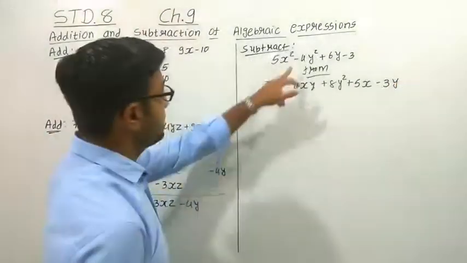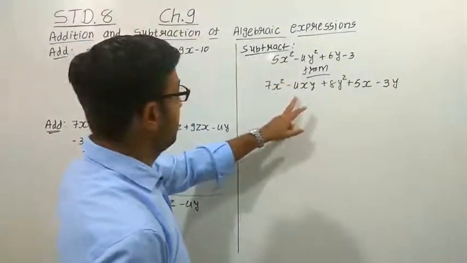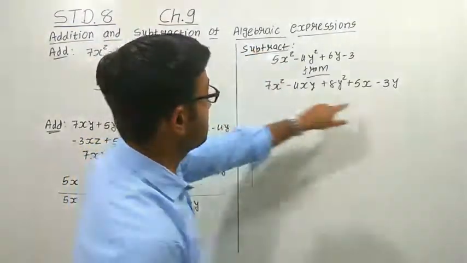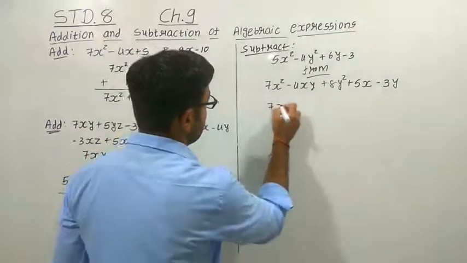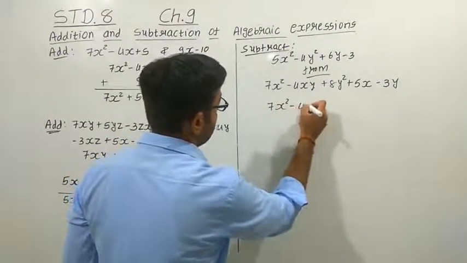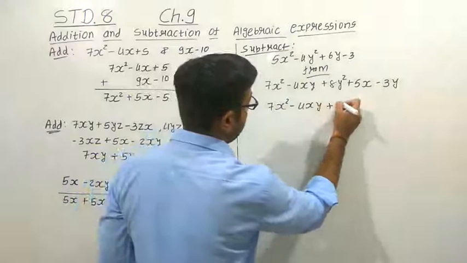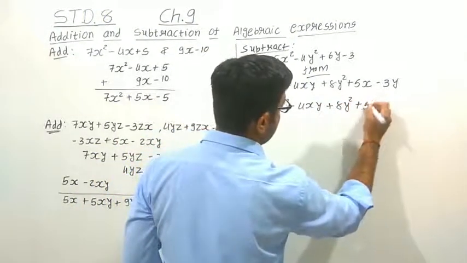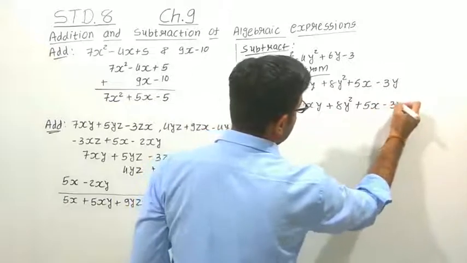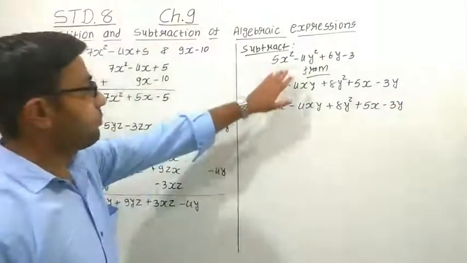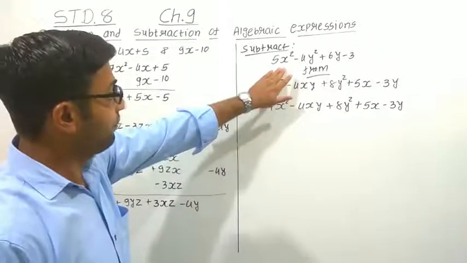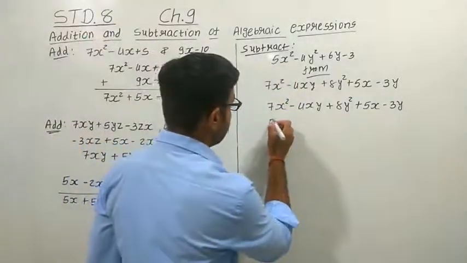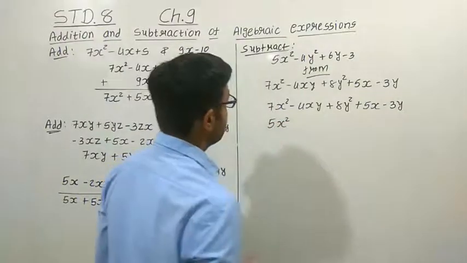So we have to subtract this from this. First of all, this expression we have to subtract from this one, so this we have to write down as it is: 7x square minus 4xy plus 8y square plus 5x minus 3y. Now we have to subtract this. So first of all we have to consider the like terms here also. So 5x square is like terms with this 7x square.